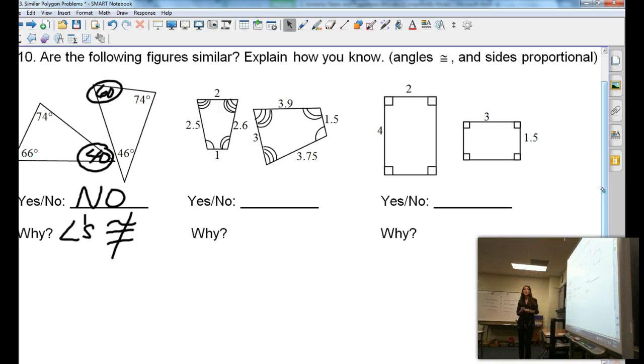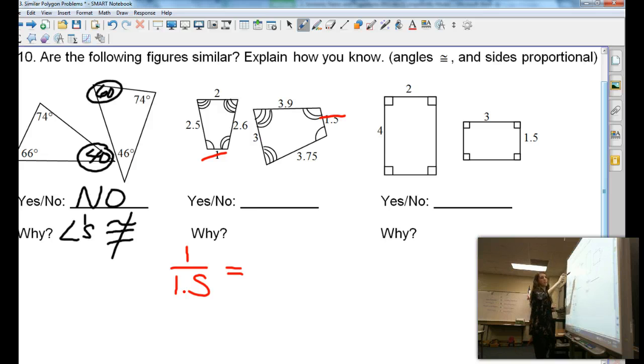Now, part B, we've never done one like this before. So let's do this one all together. Are the angles congruent? Yeah, there's arcs all over the place. The angles are congruent. Now we have to check and see if the sides are proportional. The way you check is you put small over small, medium over medium, large over large. Okay? So what's the smallest number from this first shape? 1. What's the smallest number from this shape? 1.5. Cool. Scratch them out. You used them.